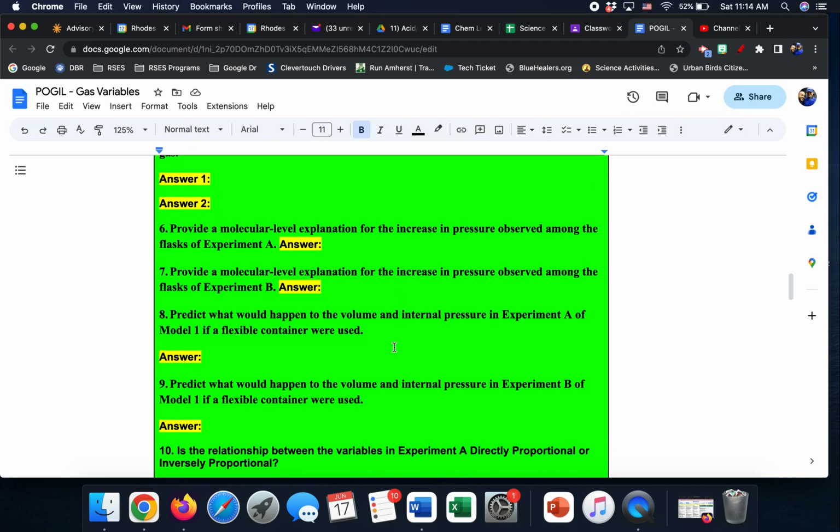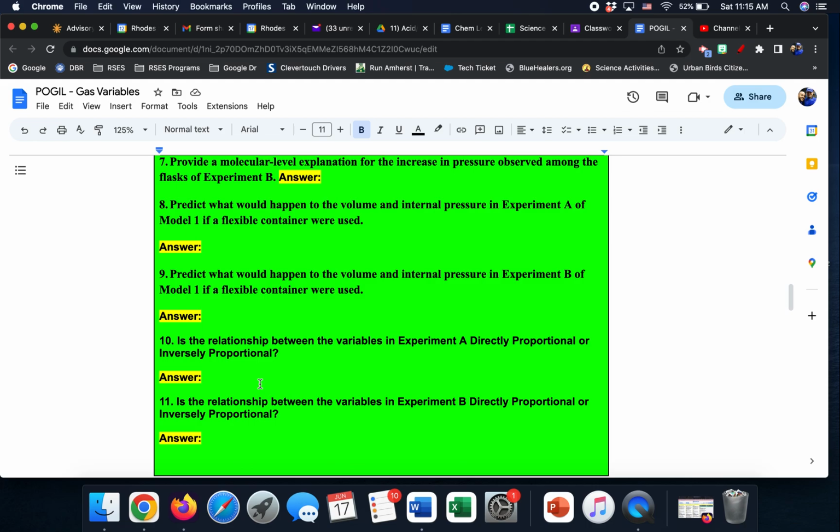That sort of thing. Number 8 says, what would happen to the volume and internal pressure in experiment A if we used a flexible container? So something that could expand or get smaller. What do you think would happen? Number 9 says the same thing, but for experiment B. 8 and 9 are hard. We went over them in class, so try your best. Just don't leave them blank.